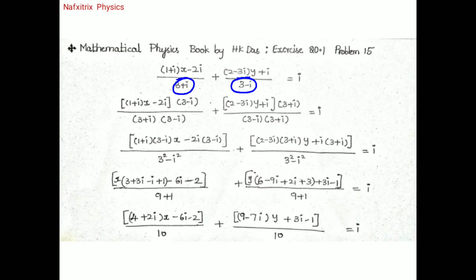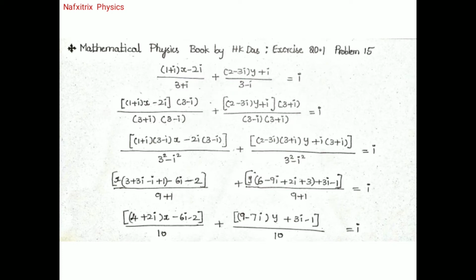So we have to multiply with its complex conjugate. So the complex conjugate of 3 plus i is nothing but 3 minus i. So multiplying and dividing with 3 minus i. Here also the complex conjugate of 3 minus i is nothing but 3 plus i. Multiplying and dividing with 3 plus i. So now we just need to do calculation here.